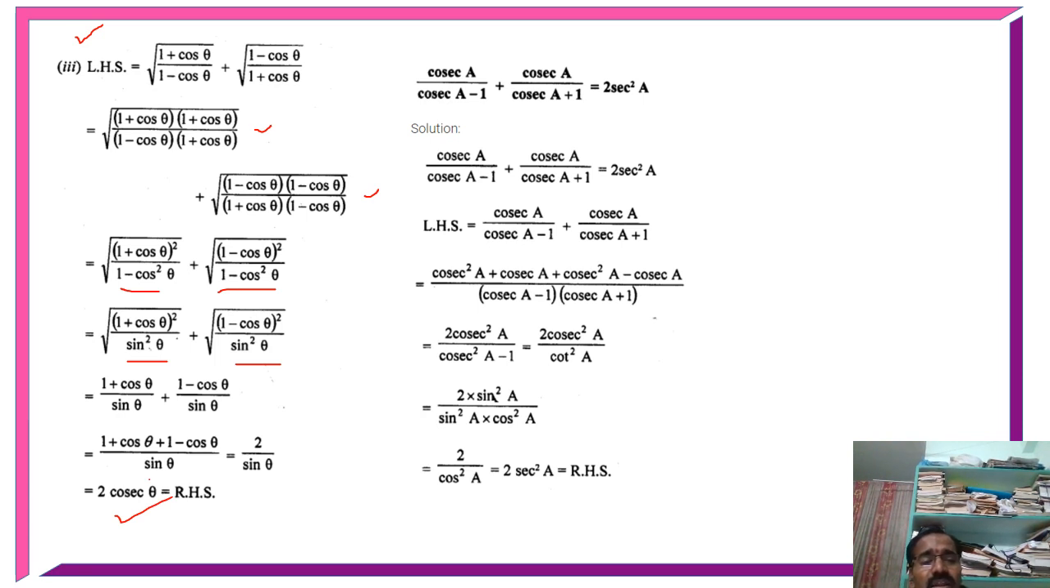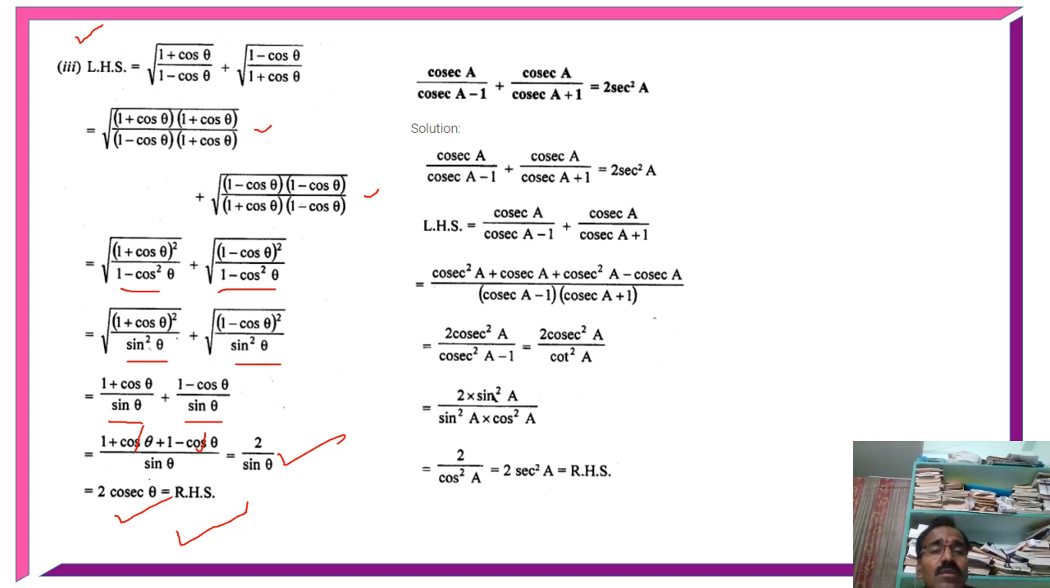Here sin theta is the LCM. As sin theta is same, sin theta is the LCM. 1 plus cos theta plus 1 minus cos theta. Cos theta cancels. 2 by sin theta. As we said, sin theta and cosecant theta are reciprocal to each other. We got RHS. We took LHS, we proved RHS. Similarly, we'll go with the next problem.